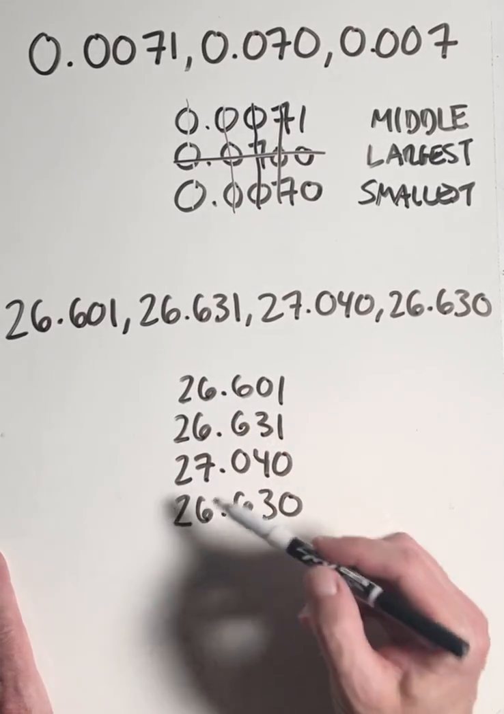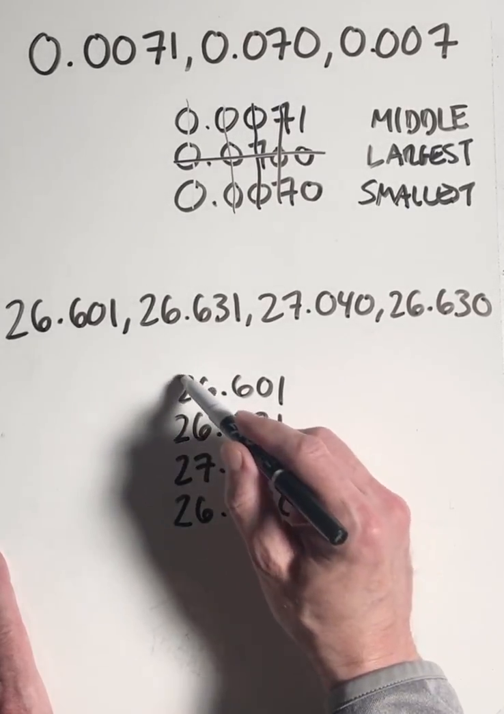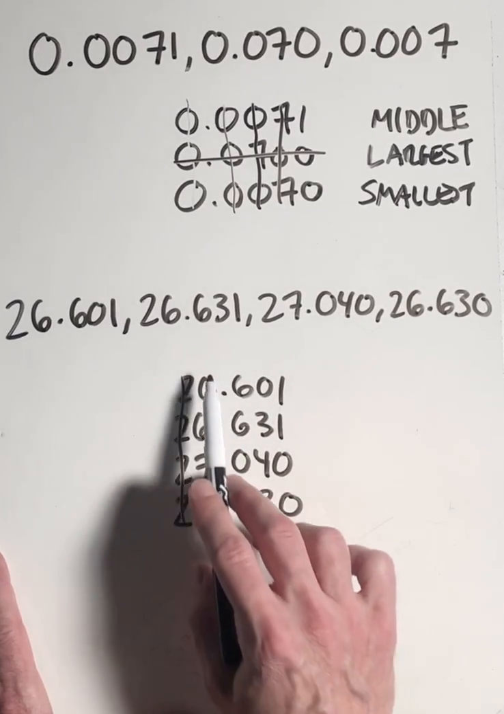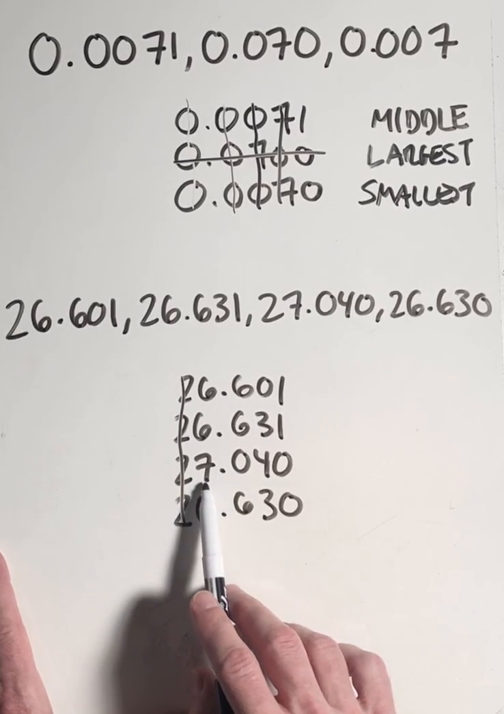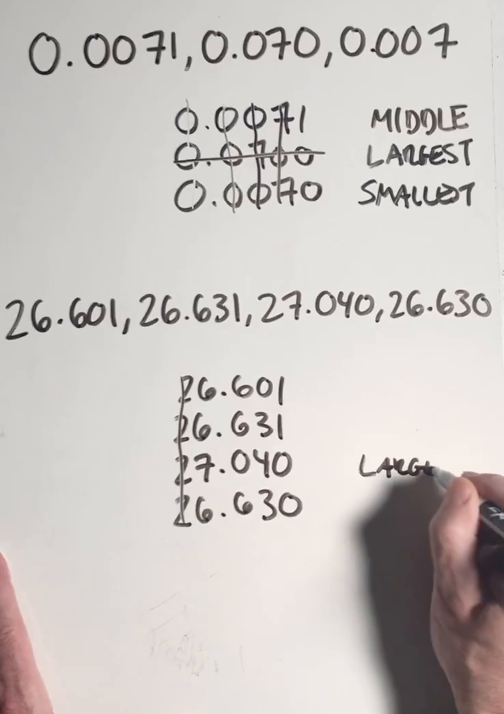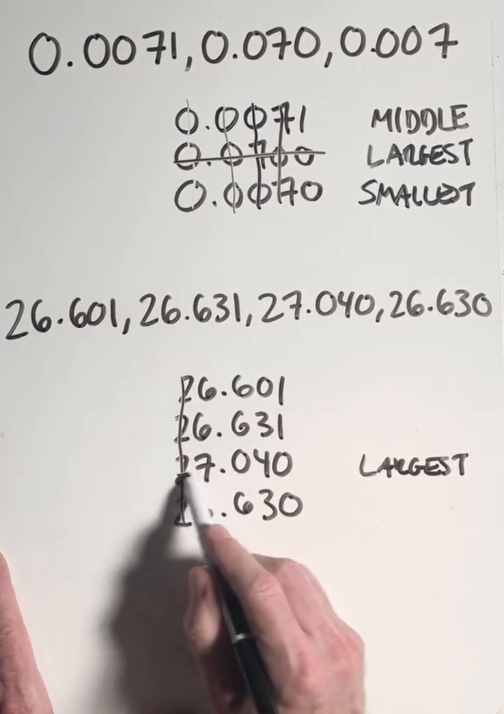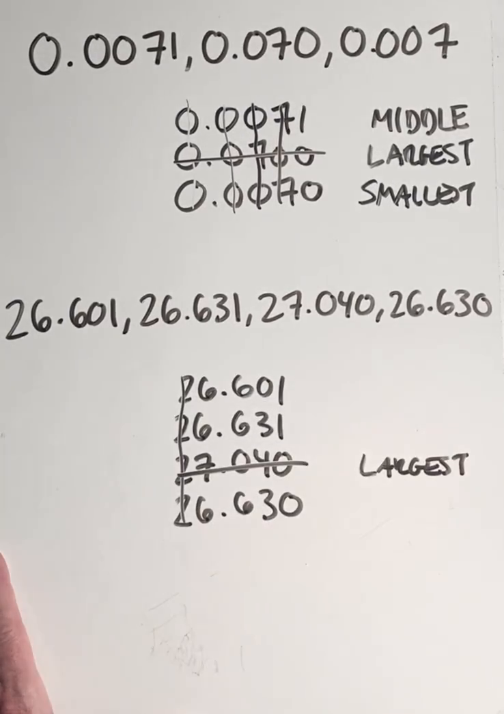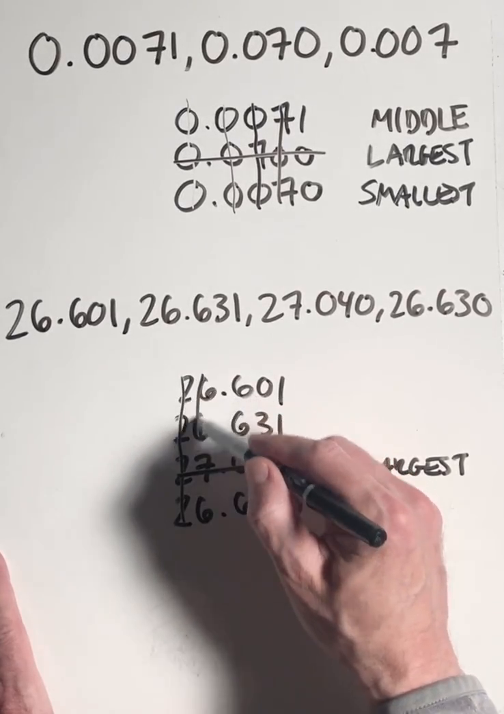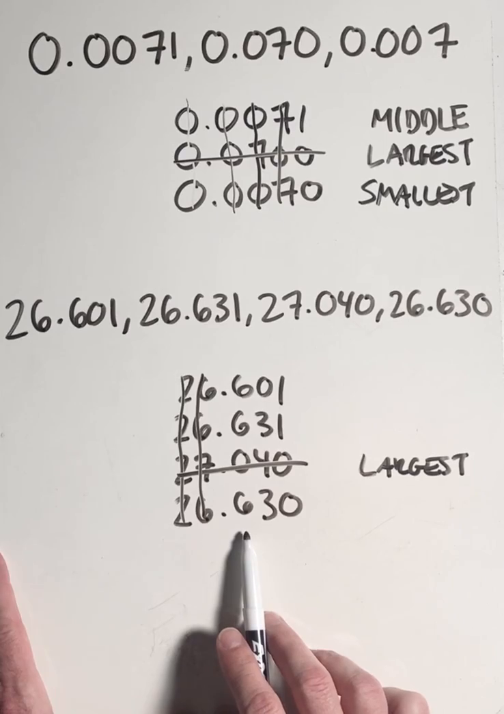These numbers all have a 2 in the tens place, so those are irrelevant. When I move to the ones place, 3 of the numbers have a 6, but this one has a 7, so I know that it is the largest number. And I will cross it out. Now I'm only going to be comparing the other 3 numbers. In the ones place, they all have a 6, so I now need to move over into the tenths place.